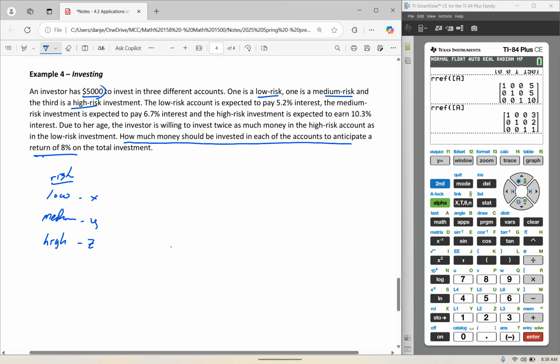The investor has $5,000 to invest. So X, the amount of money invested in low risk, plus Y, the amount of money invested in the medium risk, plus Z, which is invested in the high risk, is a total of $5,000 invested. The low risk account is expected to pay 5.2% interest.